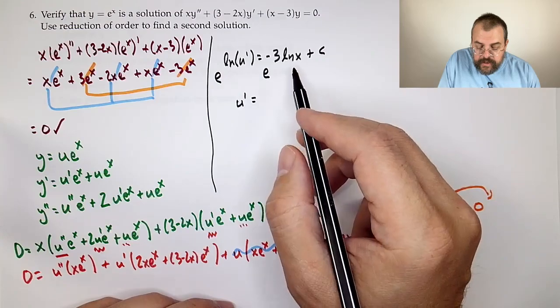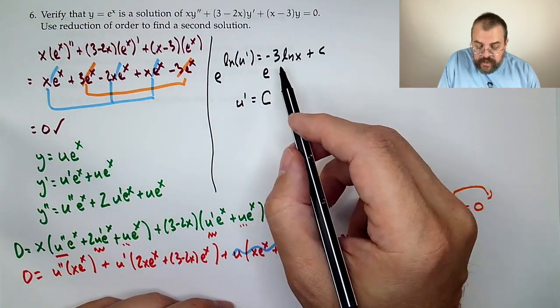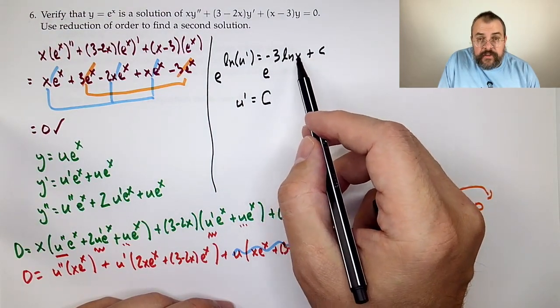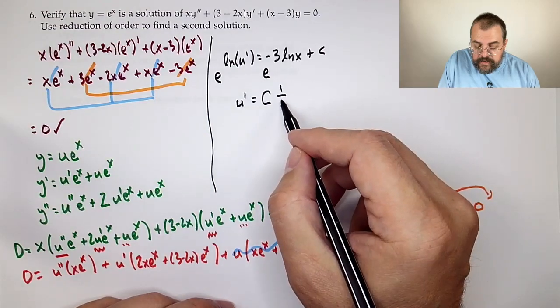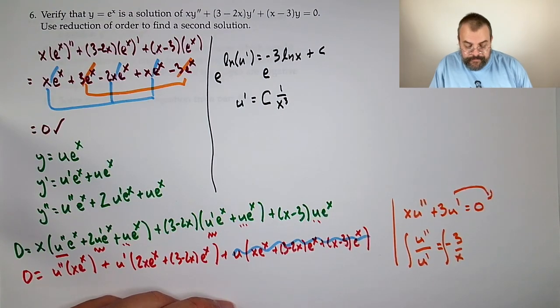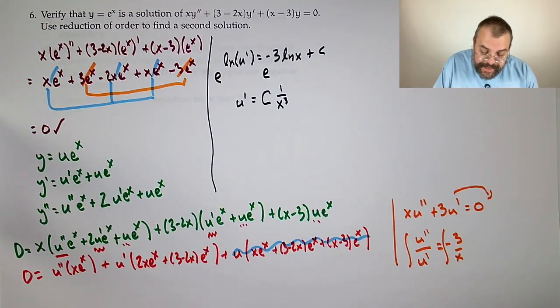Here we'll have this constant come down. It's just a constant in front. And then we'll have minus 3 go up. So log of x to the minus 3. And then we apply properties of log: 1 over x cubed. So that's u prime. So what do we do? We integrate again.